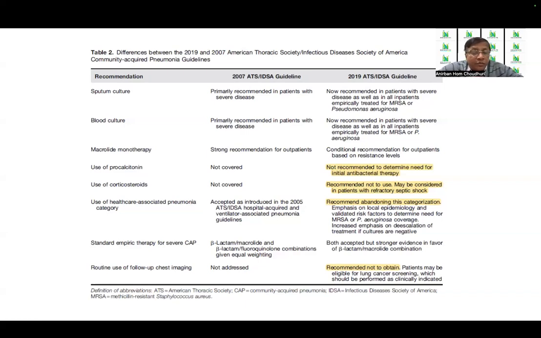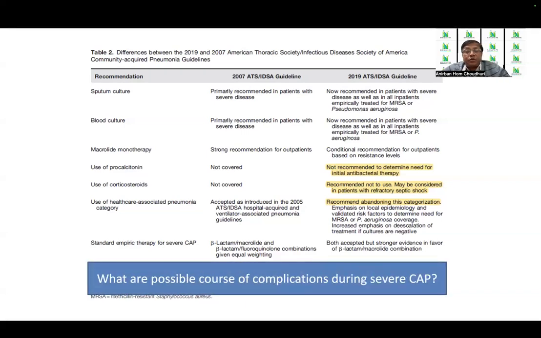Similarly, the routine use of follow-up chest imaging is not currently recommended, because patients may be eligible for lung cancer screening, which should be performed in clinically indicated patients, and the same should be noted.